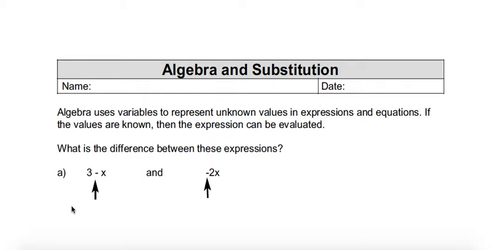a given expression. So we're going to take a look at some differences between expressions, starting with example A. Example A has two expressions, 3 take away x and negative 2x. In the first expression, the negative sign represents subtraction. In the second example, our negative sign represents a negative number. So it shows that our 2 is negative.